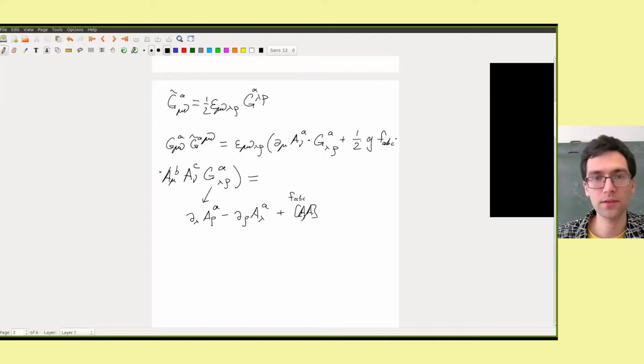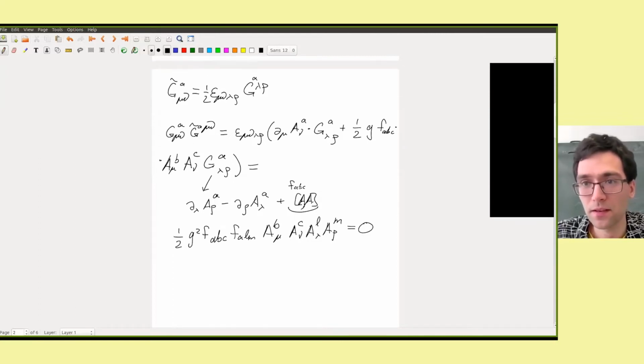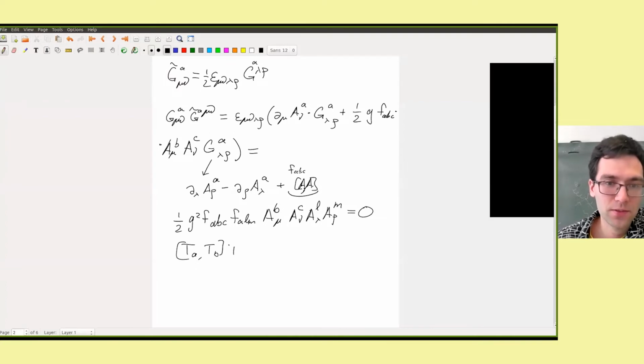So actually, this term will look like 1/2 G squared F ABC F ALM, and then as I promised, 4 vector potentials. Okay, so this is a term which arises when we multiply by this. So this term is actually 0, which simplifies things. It is 0 because of the Jacobi identity, which tells us that in Lie algebra we have for the commutator TA, TB, commutator with TC, plus all permutations of ABC equals 0.